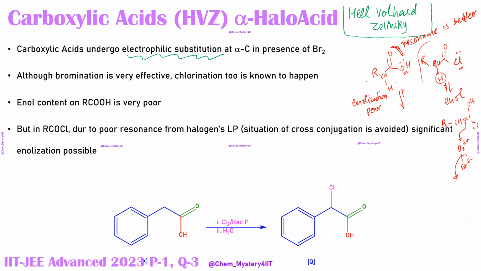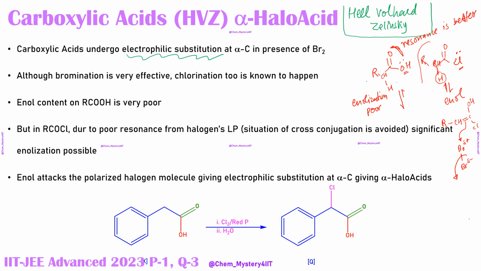We have now seen this is the enolization which is making this reaction possible, and that final step in this reaction was the attack of enol, giving you the alpha halo acid. Actually, the initial compound which will be generated will be alpha halo acid halide.